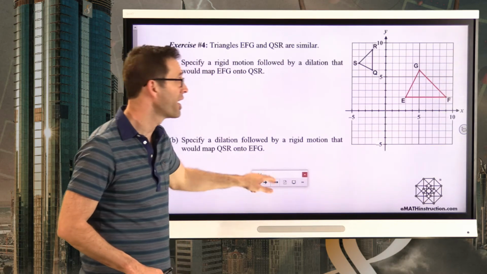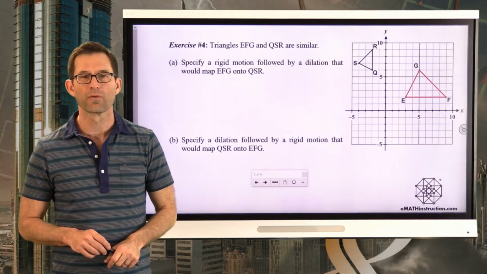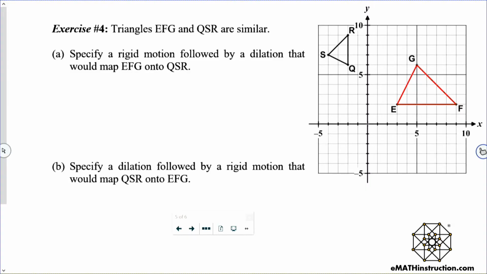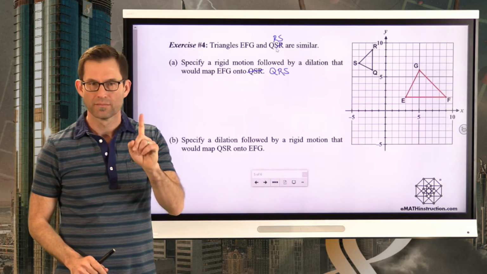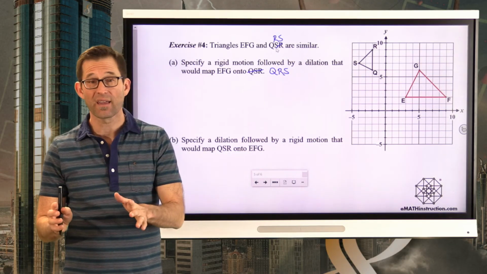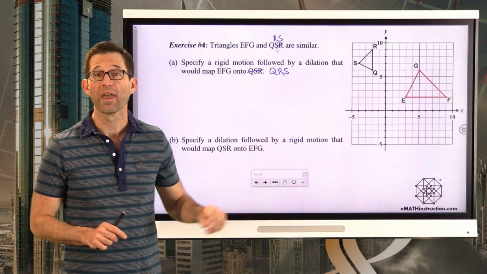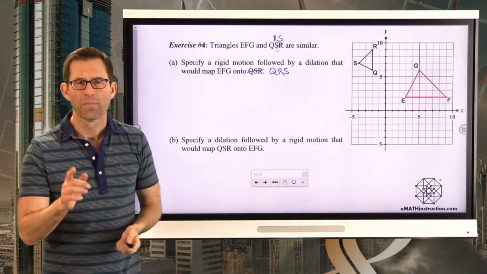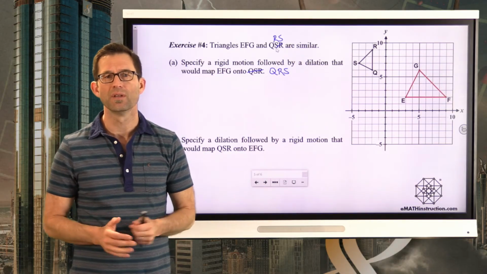All right, let's take a look at one final problem. This one's kind of cool and pretty challenging. Exercise number 4. Triangles EFG and QRS, sorry, I apologize, not QSR, and yes, the order matters, are similar. Specify a rigid motion followed by a dilation that would map EFG onto QRS. All right, so I need to find a rigid motion first, then a dilation second, that will get this triangle to map onto that one. So pause the video now and see if you can describe these in as much detail as possible.